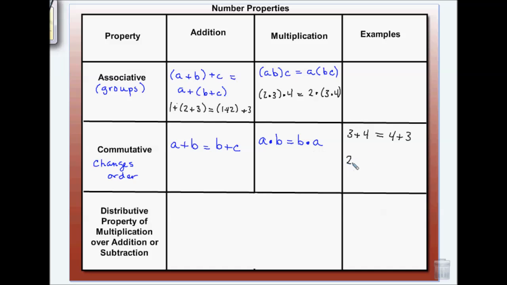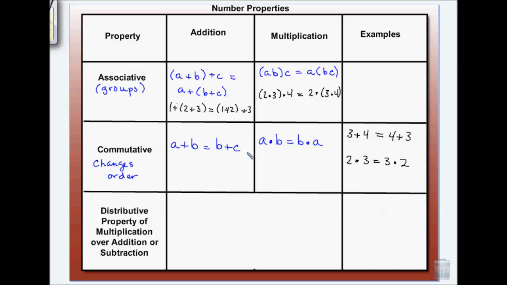If I multiply 2 times 3, that's the same thing as 3 times 2. The order doesn't matter. Now, this property, especially commutative, does not work with subtraction or division because the order does matter.